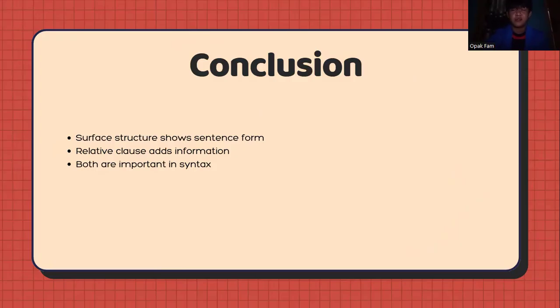To conclude, the surface structure shows how a sentence looks in its final form. Relative clauses add more information to nouns. Both topics are important to understand sentence structure in syntax.